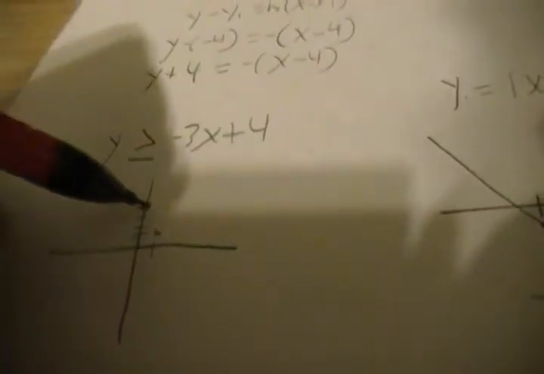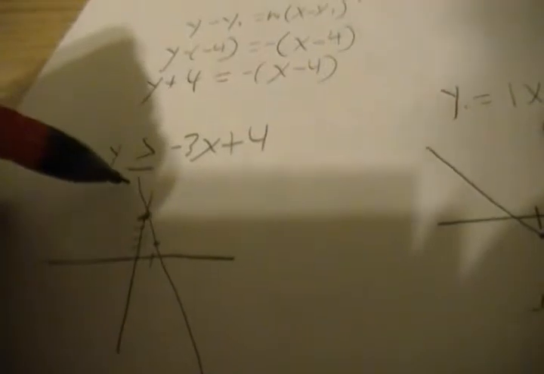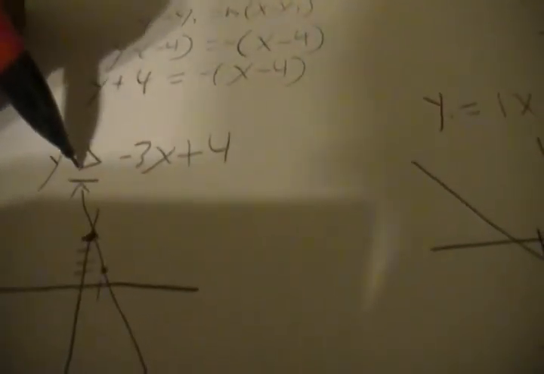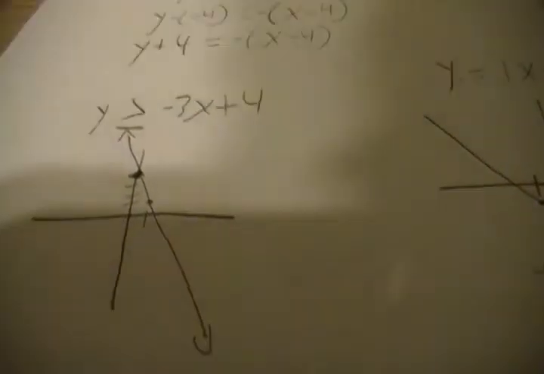So let's graph the intercept. Let's say 4 is right here, so that's the intercept. And we have the slope, which is negative 3. So what we do is we go down 3, 1, 2, 3, and to the right 1. So the line is roughly going to be like this. Now, this line is a solid line because we have y is greater than or equal to.